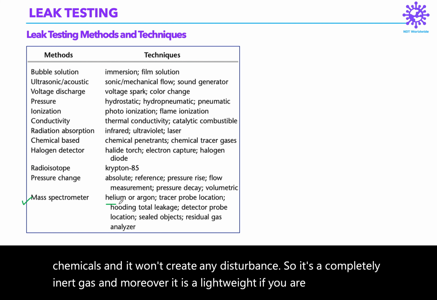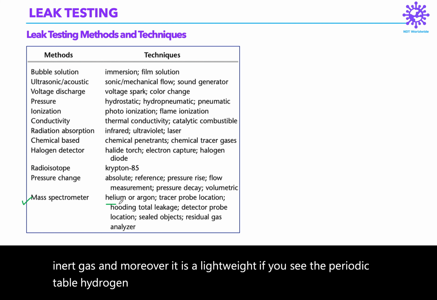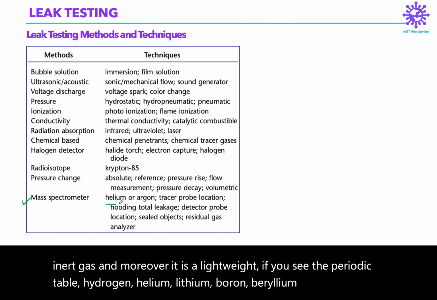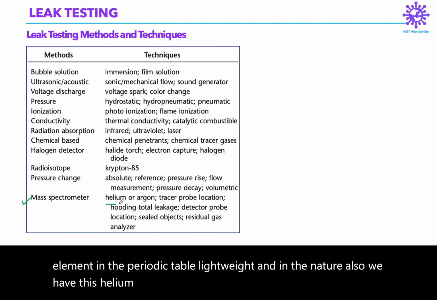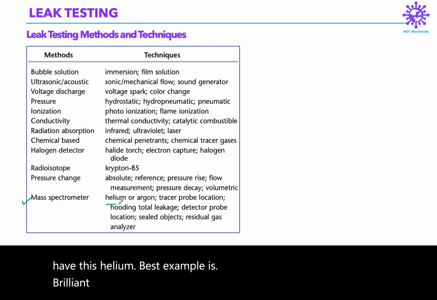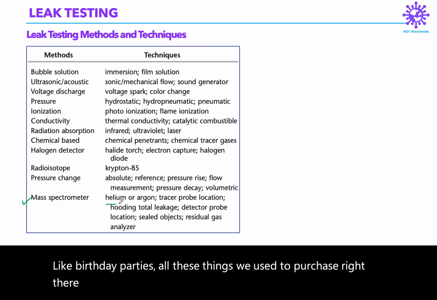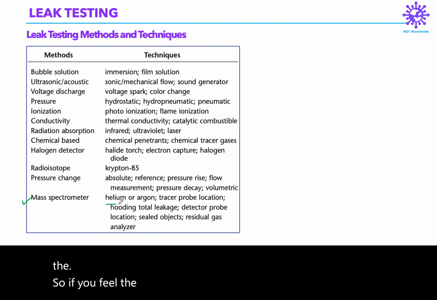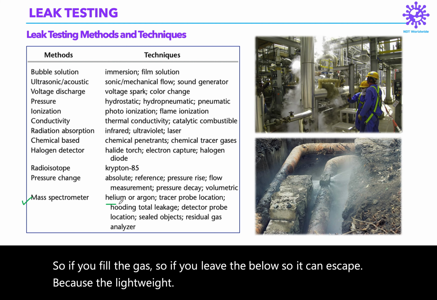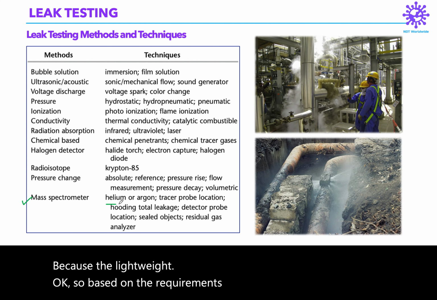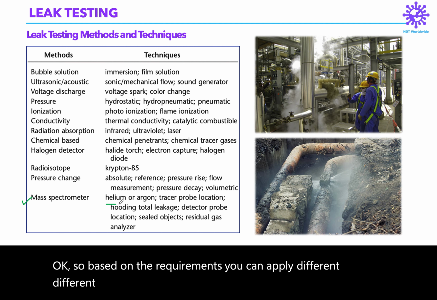If you see the periodic table, hydrogen, helium, lithium, beryllium, boron, helium is the second element in the periodic table, lightweight. And in nature also we have this helium. Best example is helium balloons, like birthday parties, all these things we purchase, right? If you fill the gas and leave the balloon, it can escape because it is lightweight. So based on the requirements, you can apply different NDT techniques.